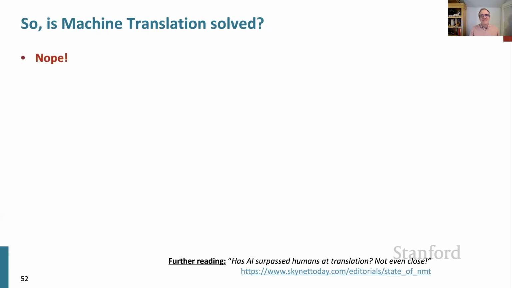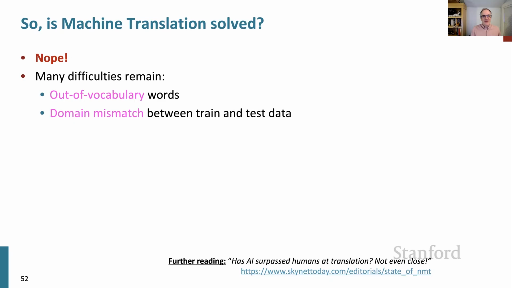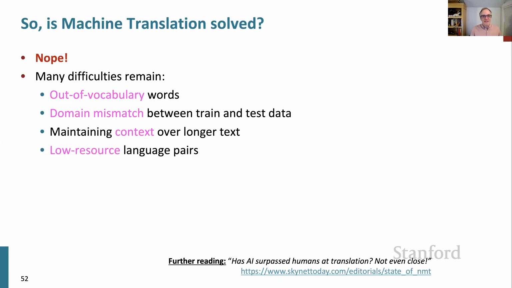No. There are still lots of difficulties which people continue to work on very actively, and you can see more about it in the Skynet Today article that's linked at the bottom. But there are lots of problems with out of vocabulary words. There are domain mismatches between the training and test data. So it might be trained mainly on Newswire data, but you want to translate people's Facebook messages. There are still problems of maintaining context over longer text. We'd like to translate languages for which we don't have much data. And so these methods work by far the best when we have huge amounts of parallel data.